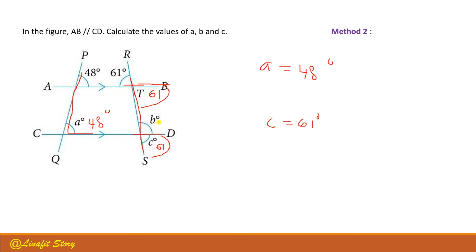Then how to get B? Remember, sum of angle on a straight line is equal to 180 degrees. This is a straight line. B and C is equal to 180 degrees. So 180 minus 61 degrees is equal to 119 degrees.